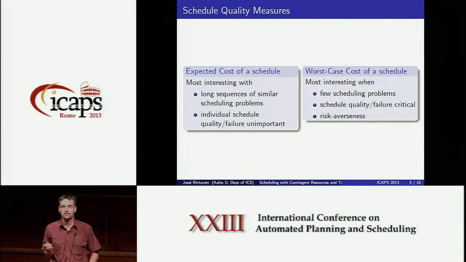And of course, this is essentially a form of risk averseness. So you want to avoid the bad situation. You're really scared of the bad situation or bad outcome. So then you have to be looking at worst case costs.